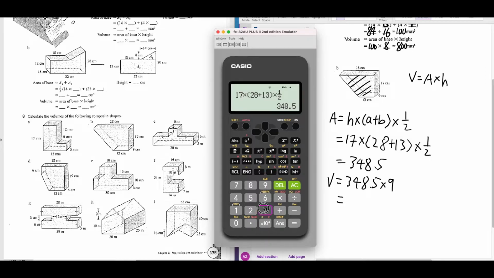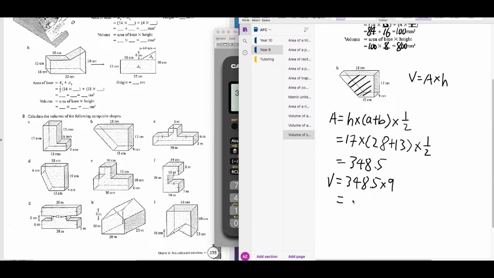So we just do 348.5 times 9, and we get 3136.5. Now, what unit is this? This is cubic centimeters. All right, so that's question B for you.